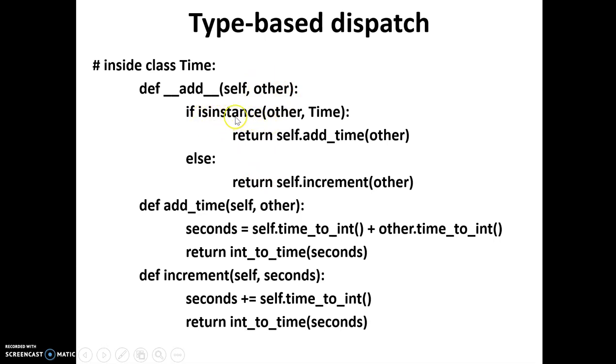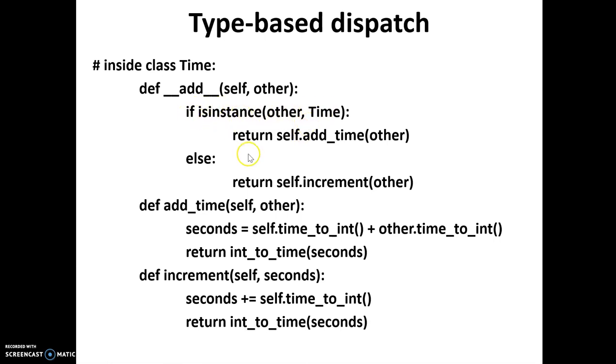What isinstance does is accept two parameters: the first is the instance you want to check, and the second is the class against which you want to check it, to assure whether it is an object of that class or not. So this statement checks whether the other parameter is an object of the class Time or not. If yes, it returns true. If not, it returns false.